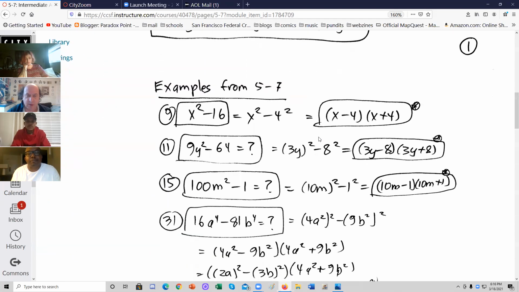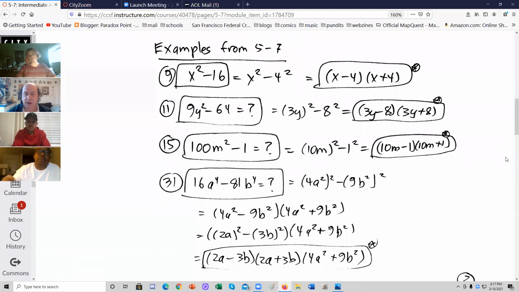All right, so examples. Factor x squared minus 16. Well, it's a square, x squared, minus another square, 4 squared. And so there'll be difference times sum: x minus 4 times x plus 4. You have 9y squared minus 64. Well, 9y squared is the square of 3y, 64 is the square of 8, and so the difference will be difference times sum: 3y minus 8 times 3y plus 8.